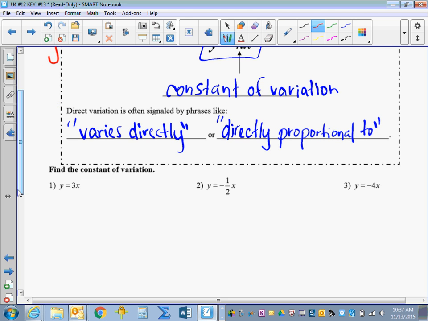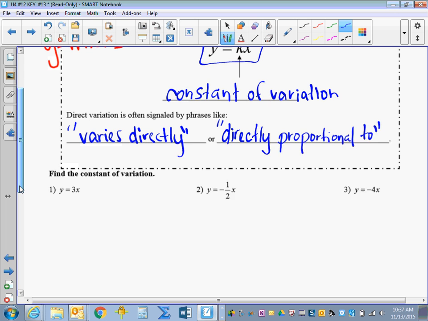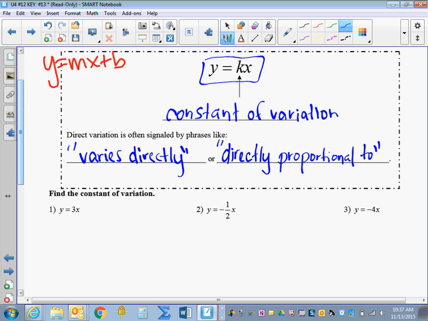Joe, what is my constant of variation for this first one? Good, 3. K is my constant of variation. K is 3. Trey, how did I know that 3 was my constant of variation? It was in front of the x. Very good. It's whatever number is in front of my x. You're doing great.